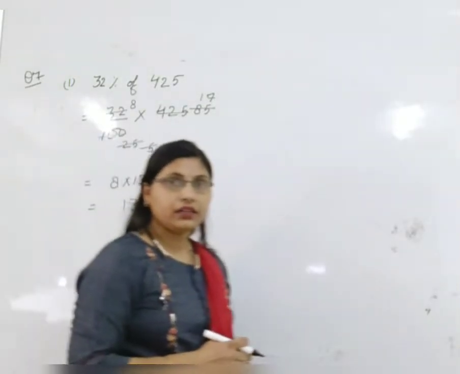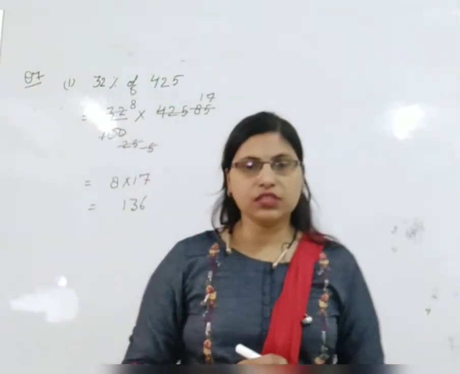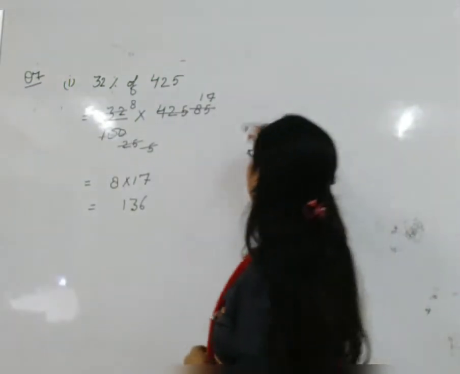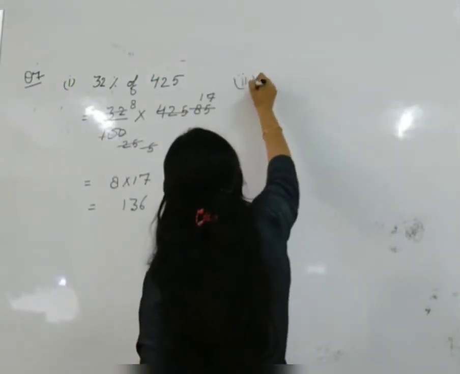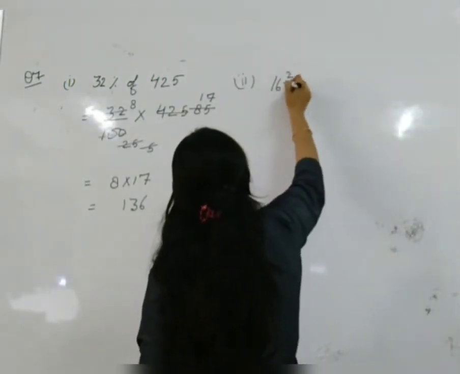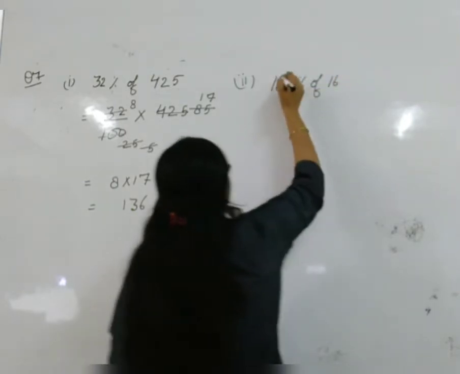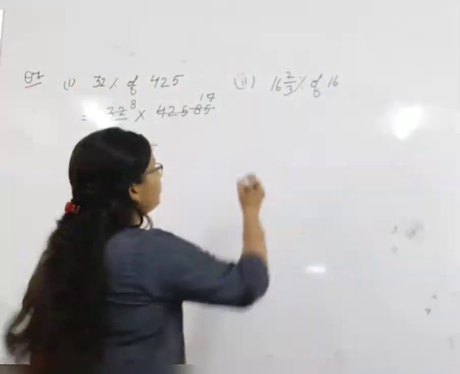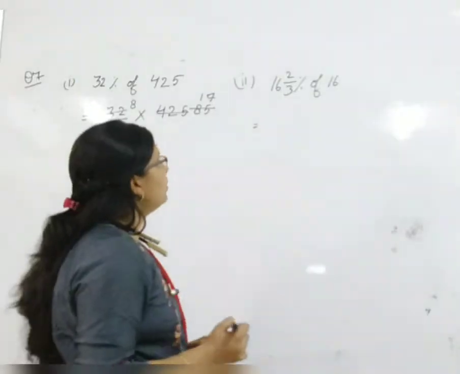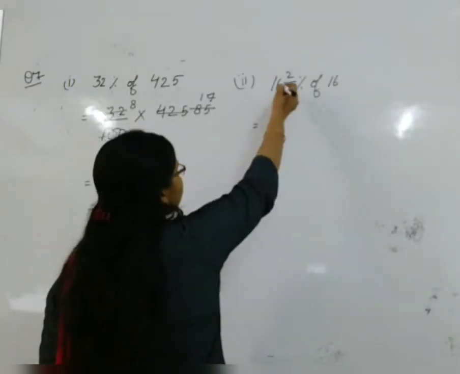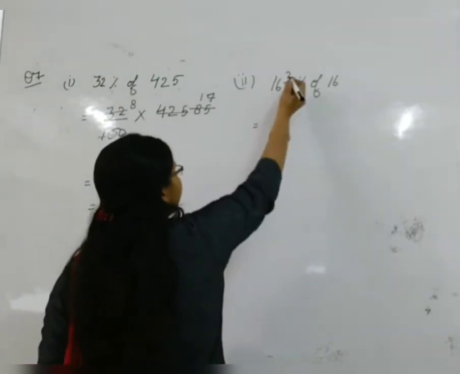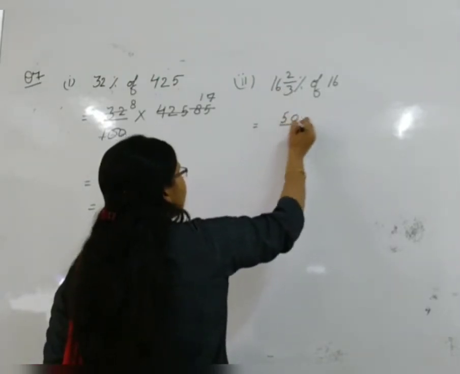136. Clear? Now the same way we can do the second part also. In the second part, 16 whole 2 by 3% of 16. So first of all, change it into improper fraction. So it will be 16 into 3 is 48. 48 plus 2, 50 upon 3.